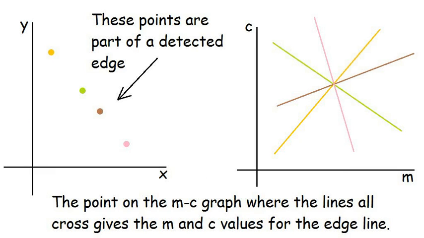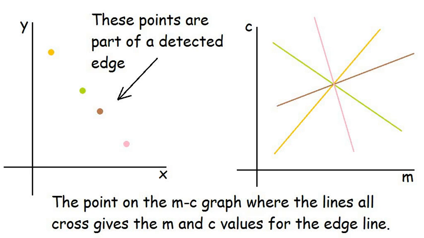Remember this? This is where we had several points on our XY graph that clearly represented points on a straight line, or a straight line from an image. The sort of thing that our edge detector might produce. Each of those points in a dead straight line produced its own straight line on the MC graph, and the point where they all crossed gave the gradient and intercept for the edge itself.